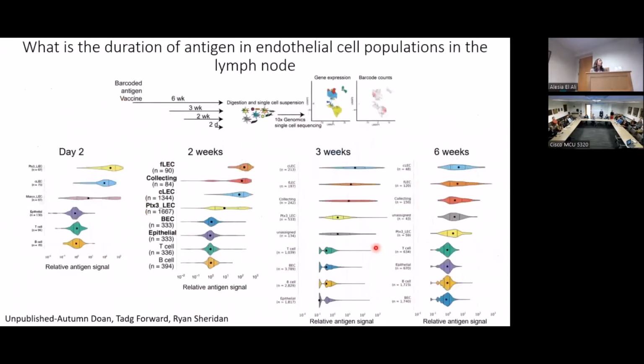So we asked, how long does the antigen persist in the lymphatic endothelial cells of the lymph node? And we decided to go out to 6 weeks based on our previous data. And what we found was that at day 2, 2 weeks, 3 weeks, and 6 weeks, we find antigen within the lymphatic endothelial cells, but that it does decline over time.